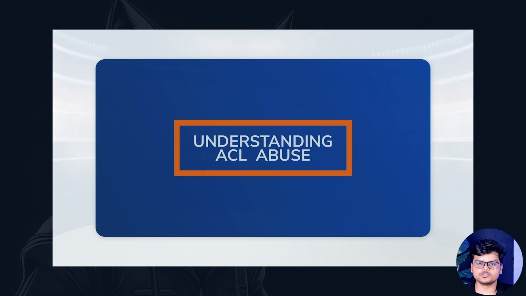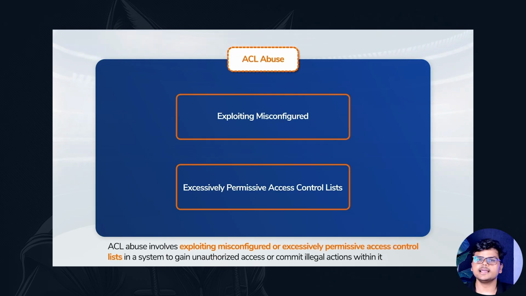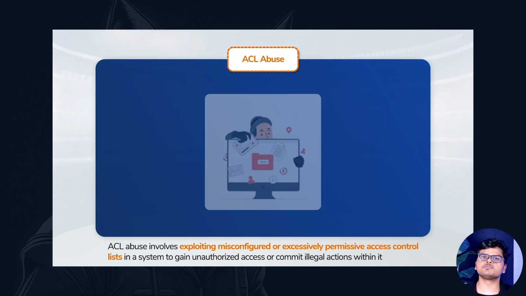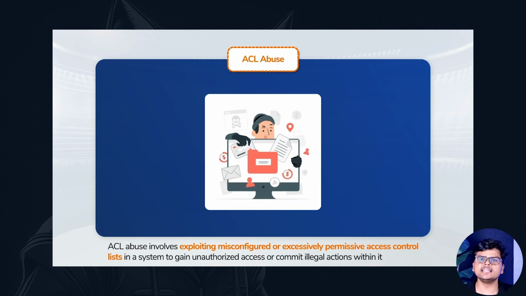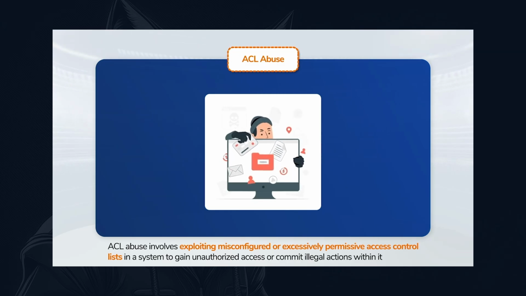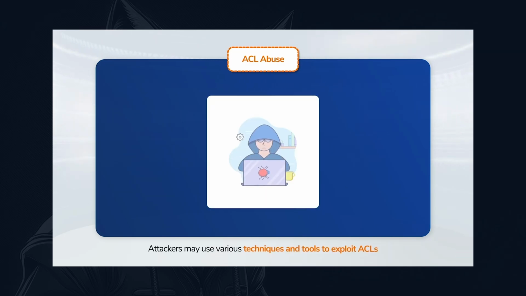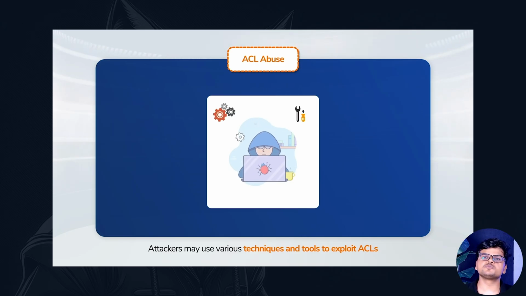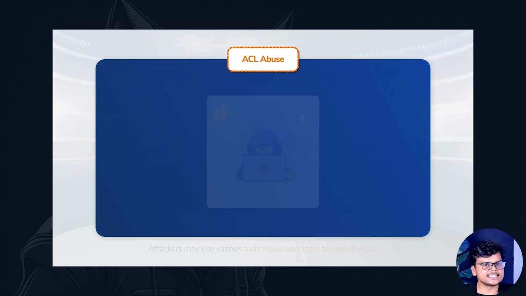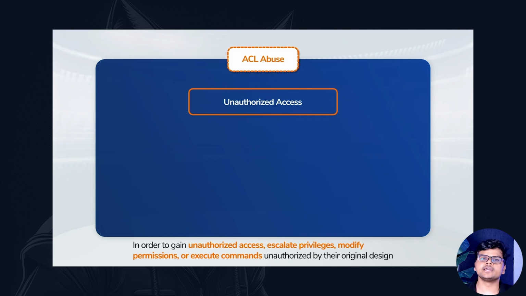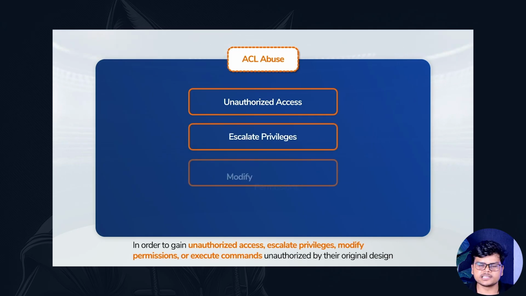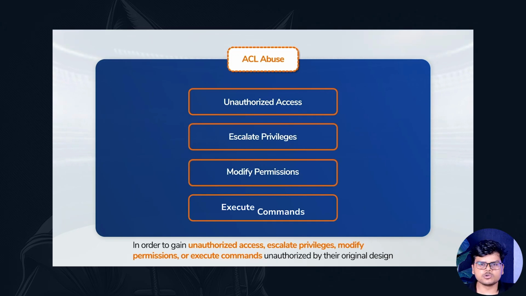Understanding ACL abuse. ACL abuse involves exploiting misconfigured or excessively permissive access control lists in a system to gain unauthorized access or commit illegal actions within it. Attackers may use various techniques and tools to exploit ACLs in order to gain unauthorized access, escalate privileges, modify permissions, or execute commands unauthorized by their original design.